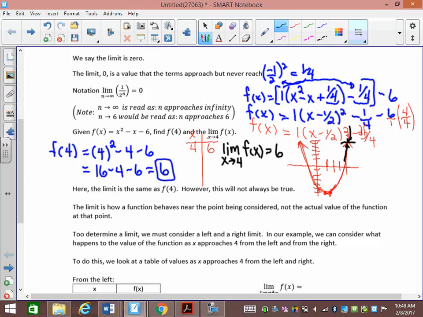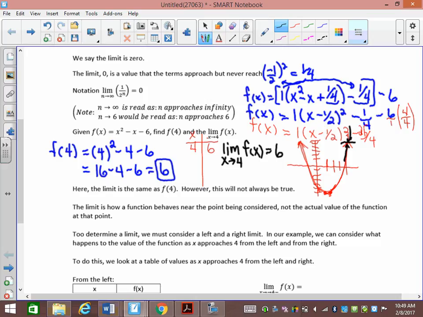In this case, the limit and the function at that value are the same. This happens when your function is continuous. So this is a continuous function. It's a quadratic. It's going to be continuous, right? When your function is continuous, your limit will be the same as your value at that function. Does that make sense? So f of 4 and the limit as x approaches 4 will be the same. It will make sense as we go along.